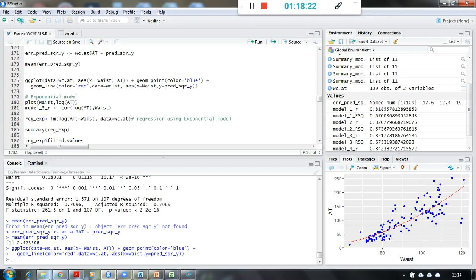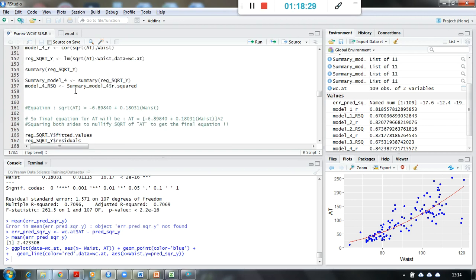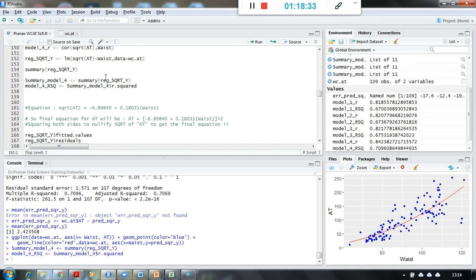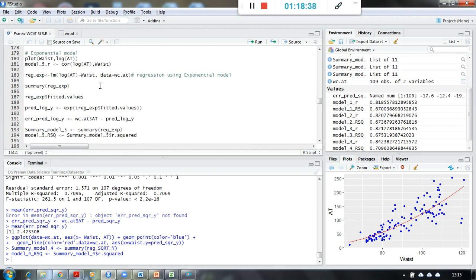This is the understanding over here. Now let us move towards the next model. Now I am going to build, so let me store these values first. I don't remember whether I have stored it or not. All right, now let us build another model, which is called the exponential model.